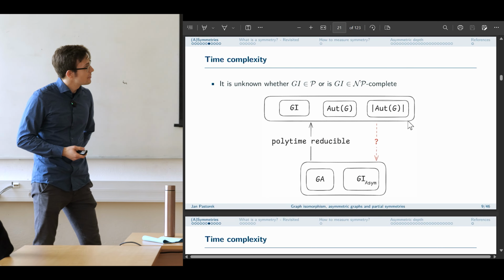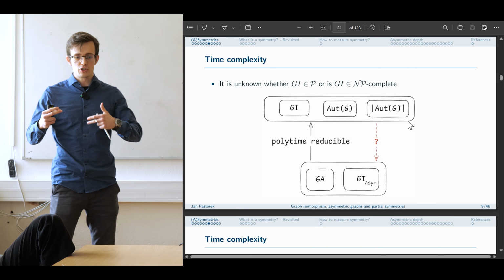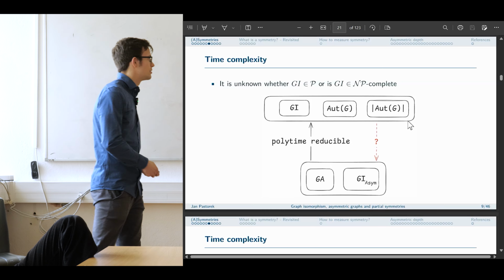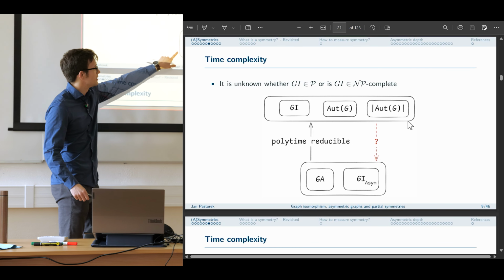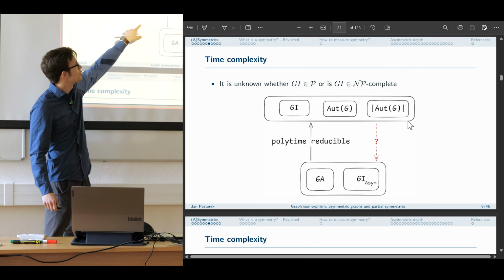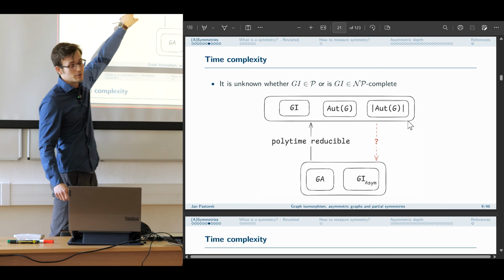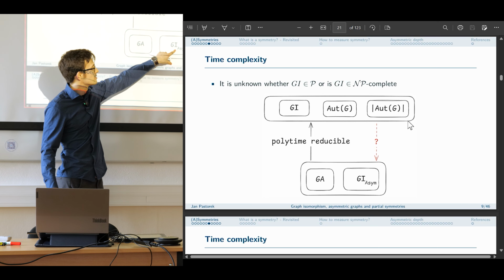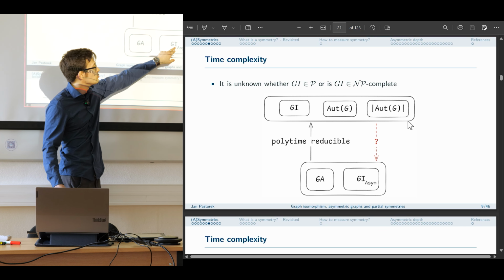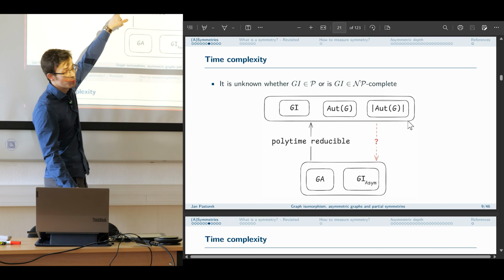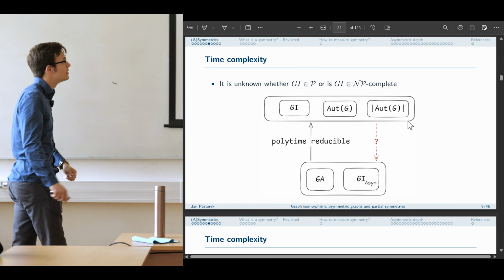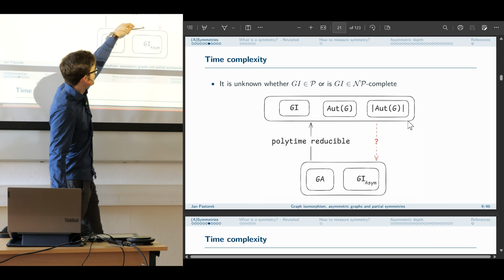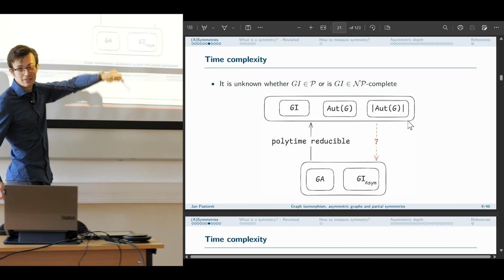But we know that there are some problems which are reducible to each other between graph isomorphism and other problems. For instance, if we take this graph asymmetry problem, we know how to reduce it to the graph isomorphism problem. We can also reduce graph isomorphism for asymmetric graphs to graph isomorphism. Okay, that's easy to see. But it turns out that for these two problems, the other direction is not clear. And this is also open.